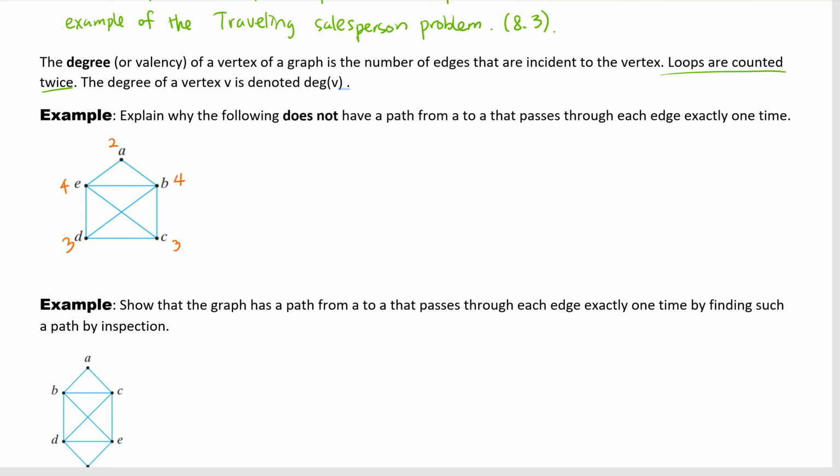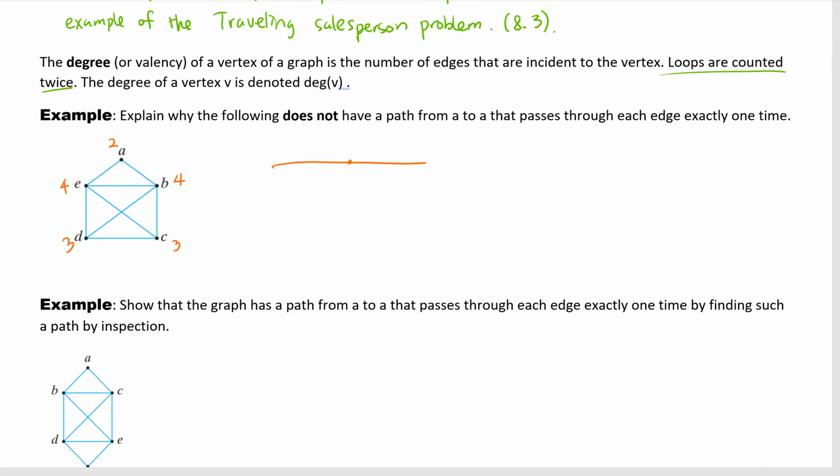Now let's look at this problem. Why does this graph not have a path from A to A that passes through each edge exactly one time? What is it asking about? We want to find a path that passes through each edge one time. Do you see this path? We go from A to A and it crosses all the vertices, but it does not pass through all the edges. So how do we think about this?